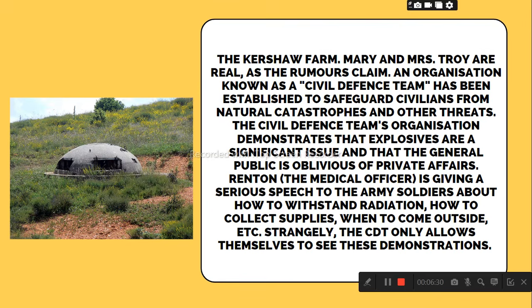The Kershaw farm. Mary and Mrs. Troy's rumors are real. As the rumors claim, an organization known as the Civil Defense Team has been established to safeguard civilians from natural catastrophes and other threats. The Civil Defense Team's organization demonstrates that explosives are a significant issue and that the general public is oblivious of private affairs.